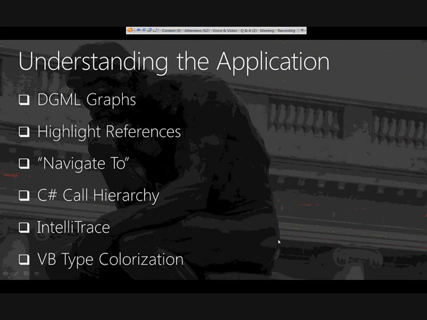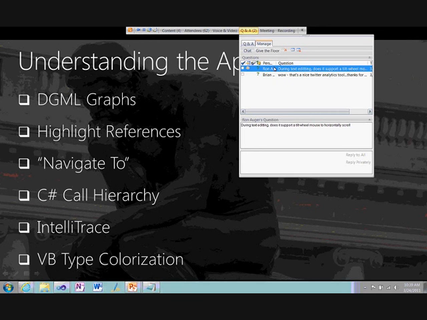Then we saw the highlight references, where if my cursor was on a symbol, I could quickly visualize the other occurrences of the symbol in that file. Navigate To is the Control+Comma command that brought up that simple dialog where I could just quickly search for files or members. We saw call hierarchy, which is currently C# only, but rapidly being developed for VB as well. We saw IntelliTrace, and then I'll show VB type colorization just in the next section. So if there's any questions on that section, I'll go ahead and switch over.